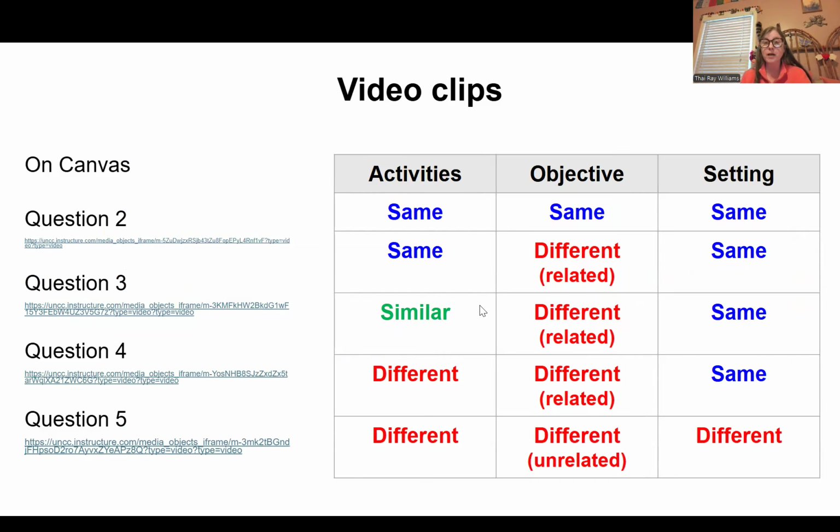So what we're going to do now, and you can either make a chart like this if you want, or you can just label them questions 2, 3, 4, and 5. We are going to watch some videos of students in different levels of the cascade of instruction, and I want you to determine from watching the video where the student is. Are they doing the same activity, the same objective, the same setting, or is there some difference or similarity in there?